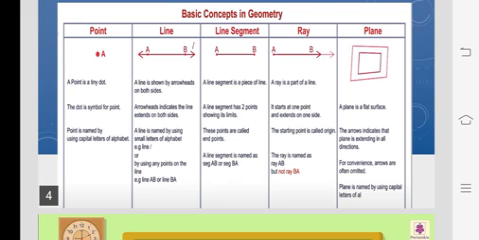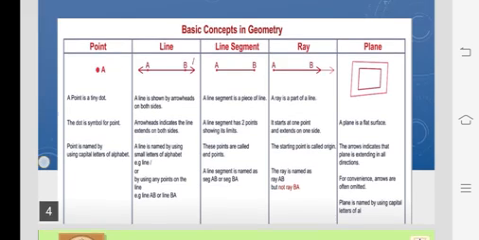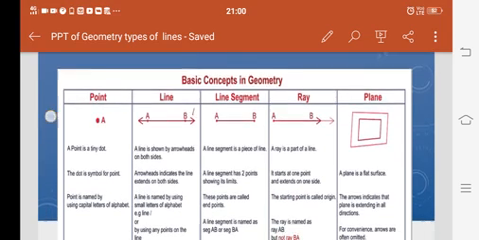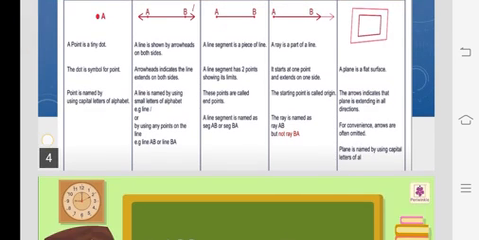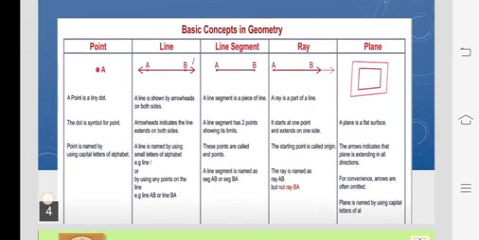Line, which is shown by arrowheads on both sides. In the figure, you can see there are two arrows on both sides of the line. Arrowhead indicates that we can extend the line on both sides. A line is named by using small letters of the alphabet or using any two points on the line. For example, we can say that this is line AB or line BA.